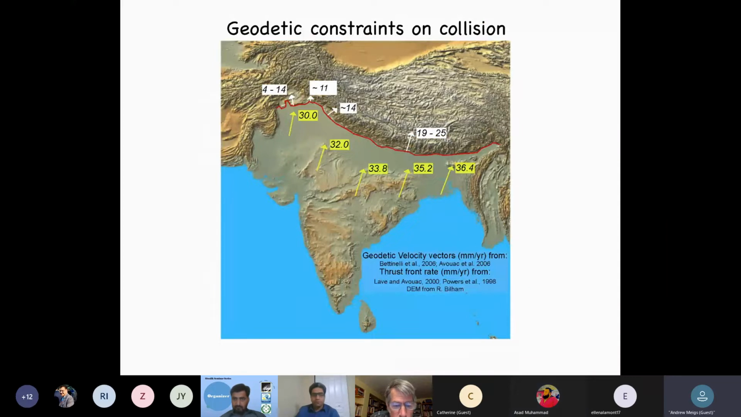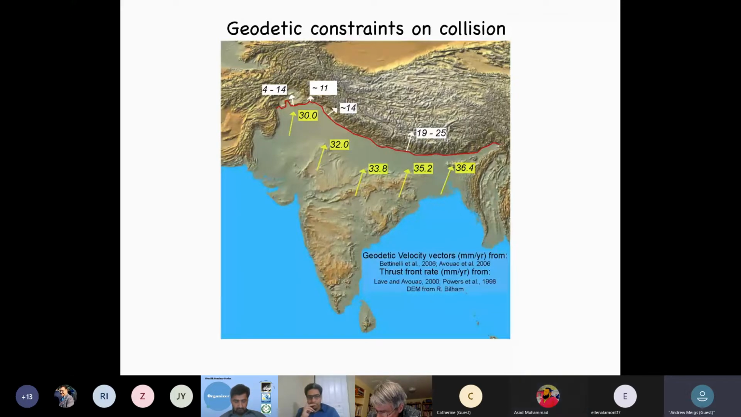In Nepal, this is a map showing, of course, the Indian subcontinent. And you can see these yellow arrows here are velocity vectors of stable India with respect to stable Eurasia, showing that the Indian plate is converging in the neighborhood of 35 to 30 millimeters per year with respect to Asia. But of that convergence, only a fraction is going into building the Himalaya. And in Nepal, a fraction means somewhere between about 19 and 25 millimeters per year is absorbed in the shortening within the Himalaya.